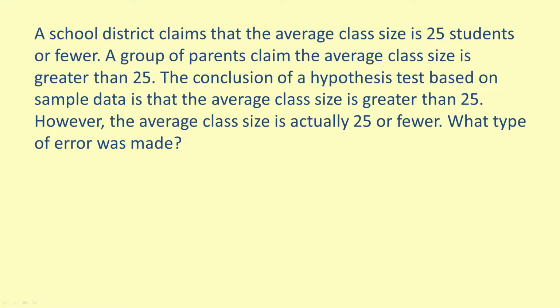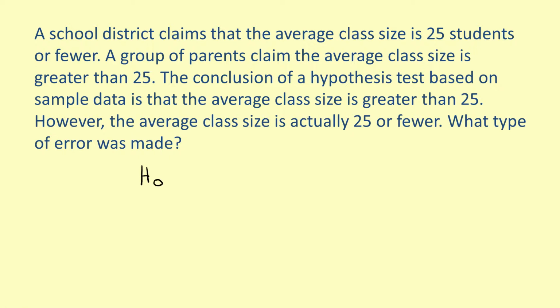Let's look at an example for determining error. A school district claims that the average class size is 25 students or fewer. A group of parents claim the average class size is greater than 25. The conclusion of a hypothesis test based on sample data is that the average class size is greater than 25. However, the average class size is actually 25 or fewer. What type of error was made?